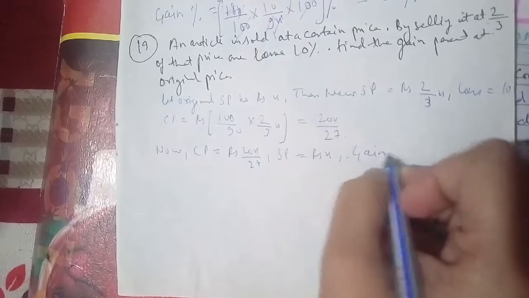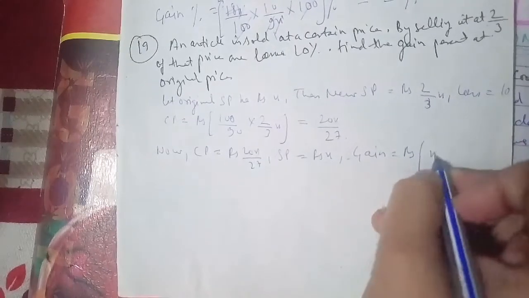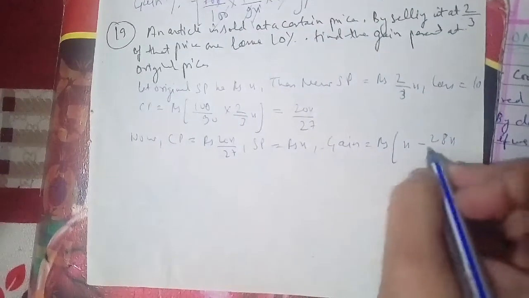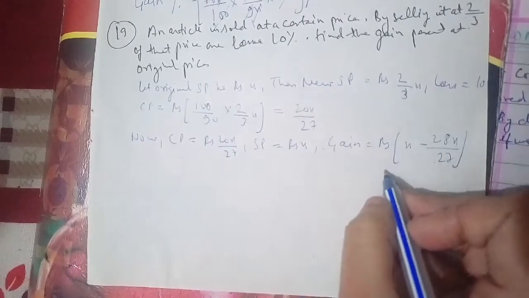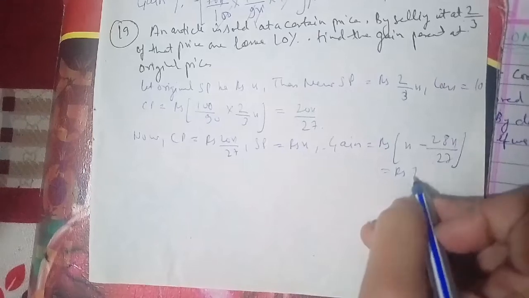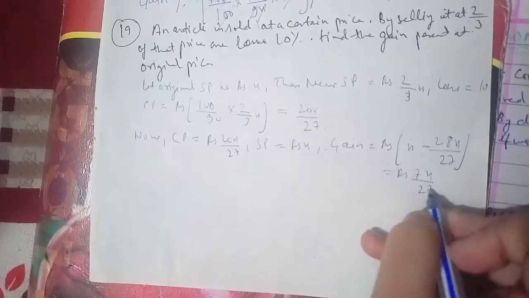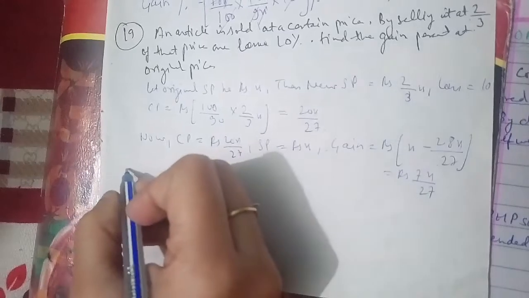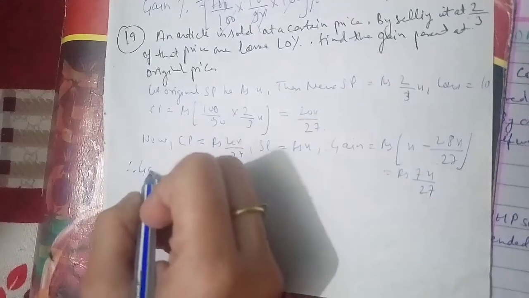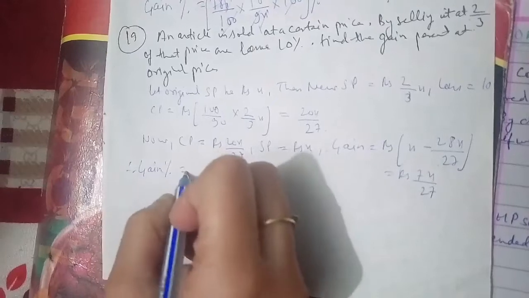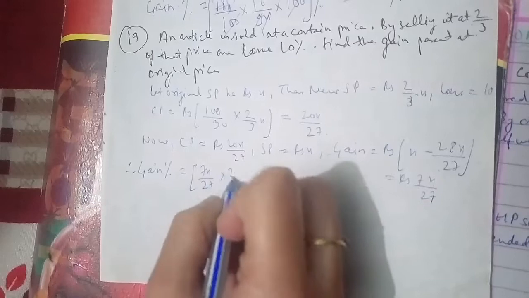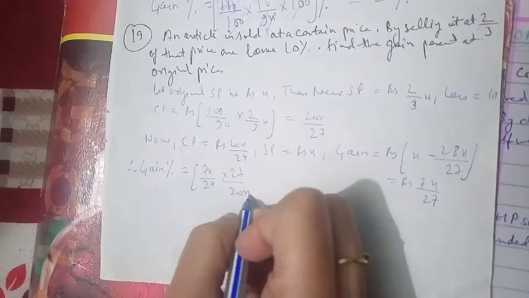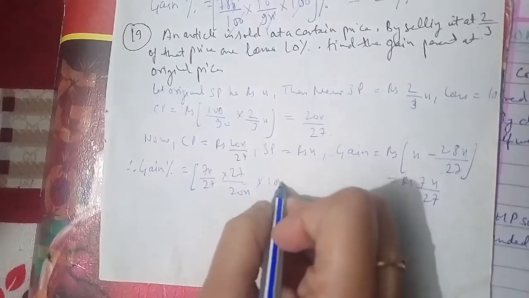Gain equals rupees x minus 28x upon 27, which is further equal to rupees 7x upon 27. So gain percent equals 7x upon 27 into 27 upon 20x into 100%.